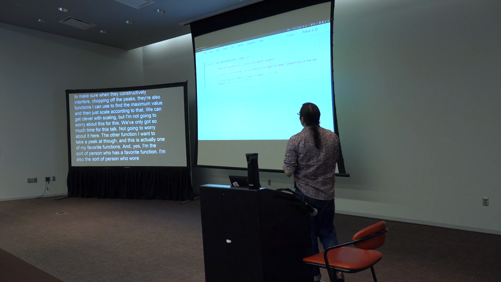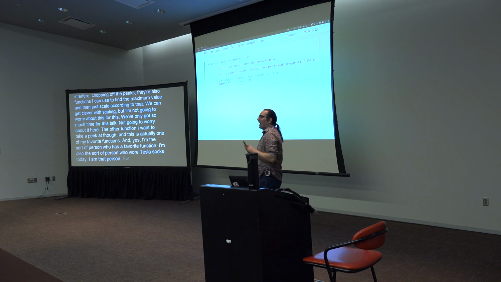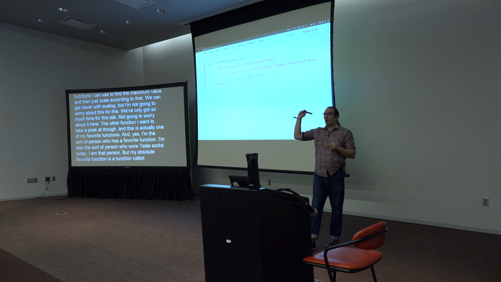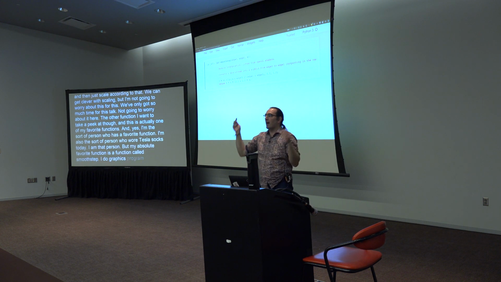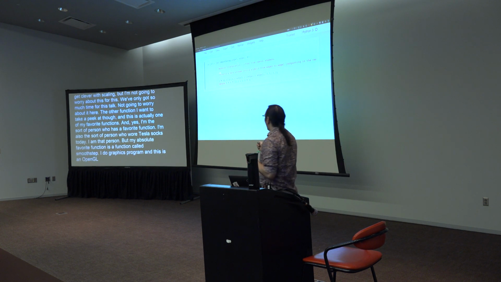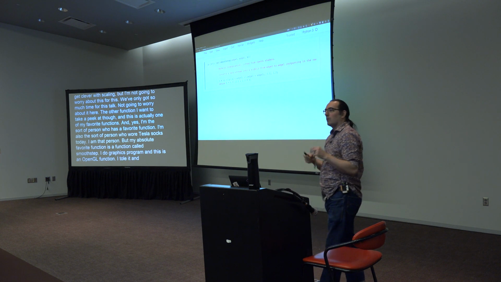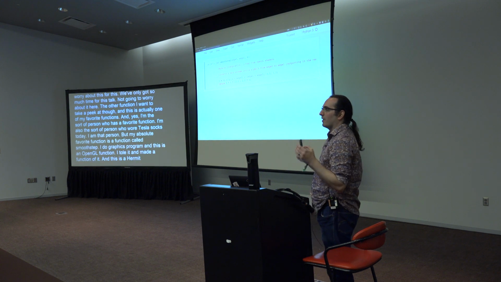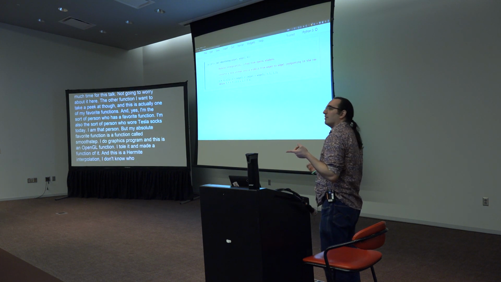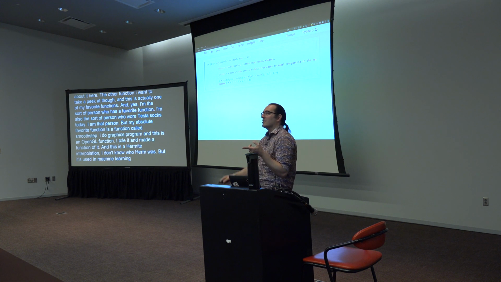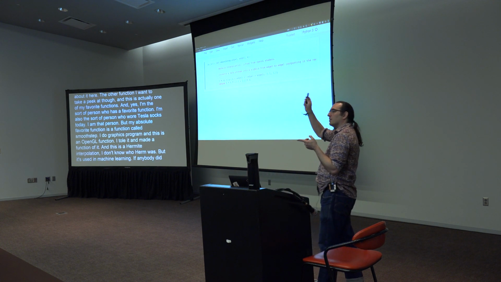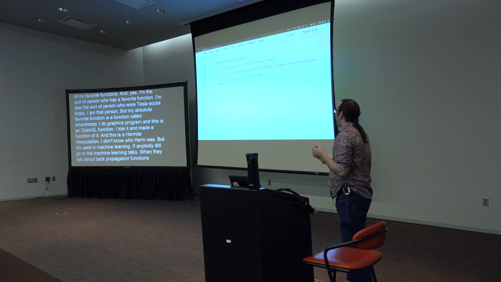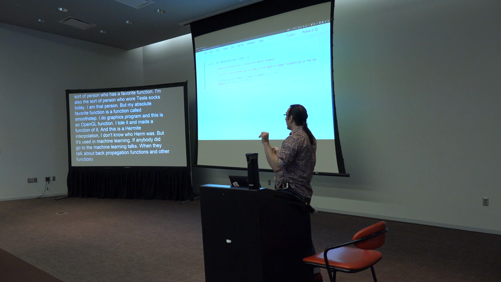But my absolute favorite function is a function known as Smoothstep. And I encountered this because I do a lot of graphics programming, and this is an OpenGL function, and I just stole the implementation from OpenGL here and made a NumPy version of it. This is known as a Hermite interpolation. I don't know who Herm was. But it's a really useful function for a bunch of different things. It's actually used in machine learning. So if anybody did go to any of the machine learning talks, when they talk about some of their backpropagation functions and error functions, they often will use a Hermite function to do that. Also known as a sigmoid function.